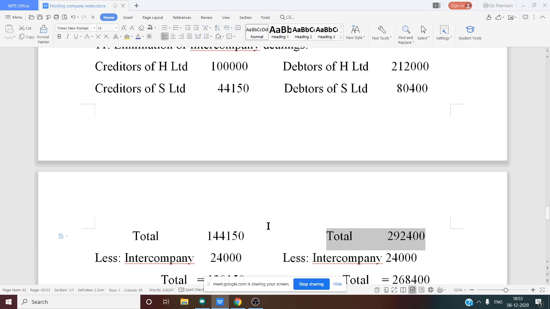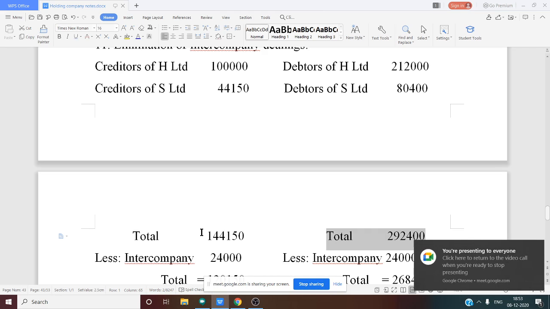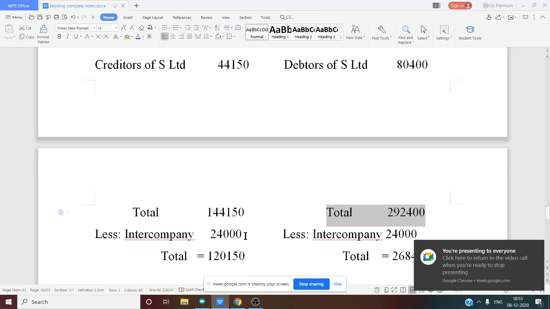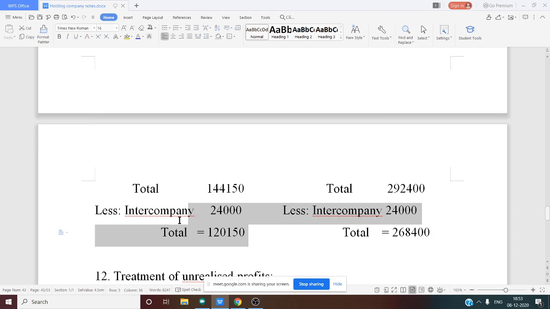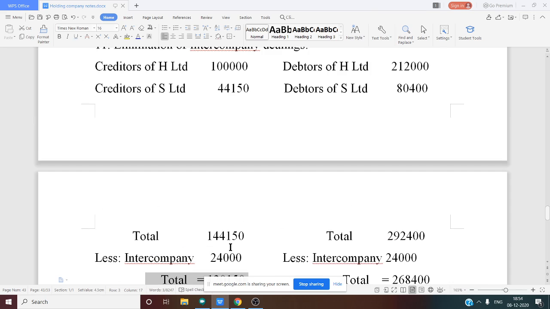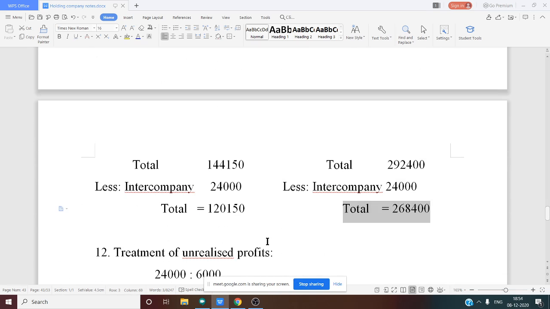Total debtor is 2,92,400. So now from both sides, asset side as well as liability side, you have to deduct this intercompany 24,000. So minus intercompany 24,000 from total creditor, minus intercompany 24,000 from total debtor. So now the final answer of total creditor is 1,20,150. This answer you have to show in the consolidated balance sheet. Similarly, total debtor after intercompany is 2,68,400. Again, this answer you have to show under debtor in the consolidated balance sheet. This is working note number 11.